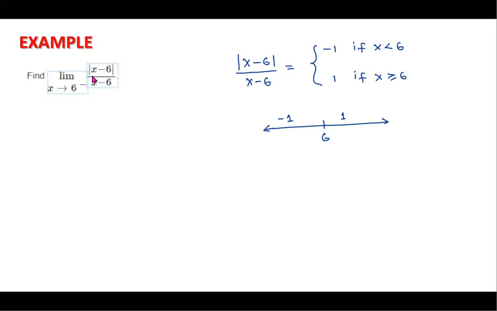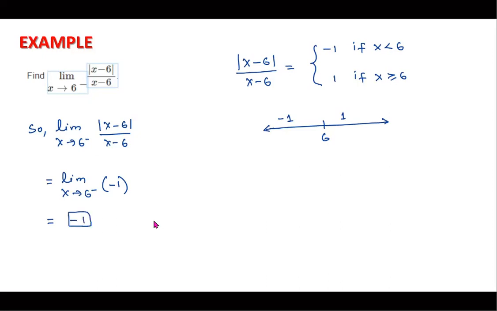So in this case, the absolute value of x minus 6 over x minus 6 is negative 1 when you approach from the left side. So we can write like this: limit as x approaches 6 from the left of absolute value of x minus 6 over x minus 6 is the same as the limit as x approaches 6 from the left of negative 1. And from the limit law, you know that the limit of a constant is just that constant, which is negative 1. So that limit is equal to negative 1.